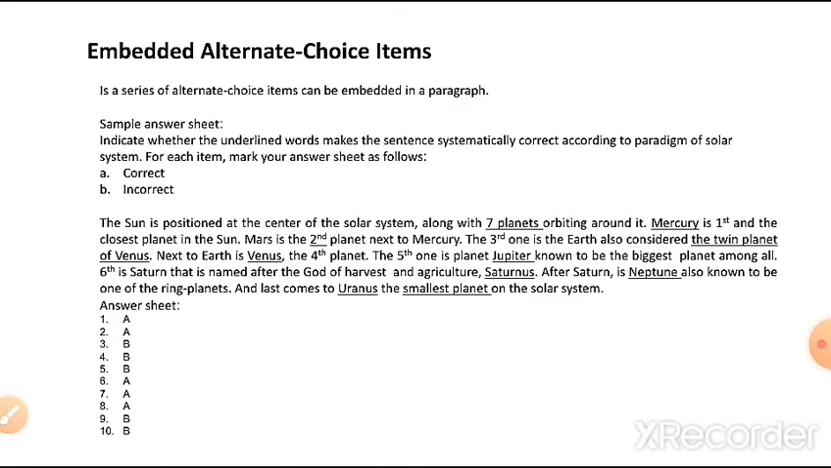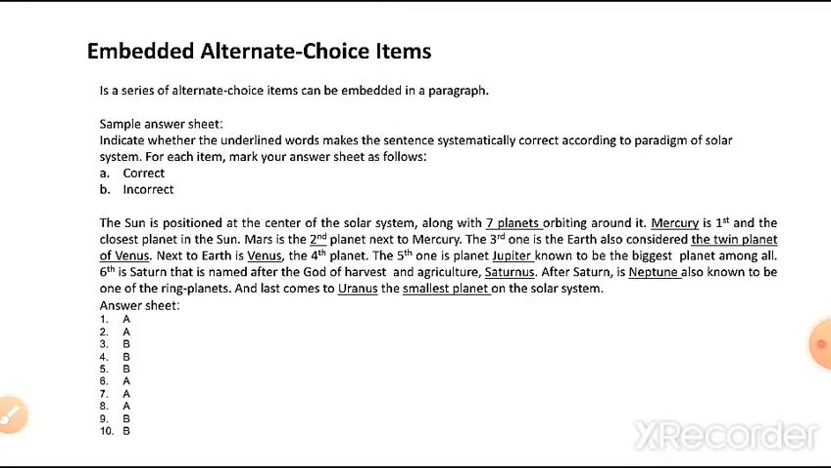So sentence 2 is Mercury is the first and the closest planet to the sun. So the underlined word is Mercury. Is it correct or incorrect? So it is letter A, correct.